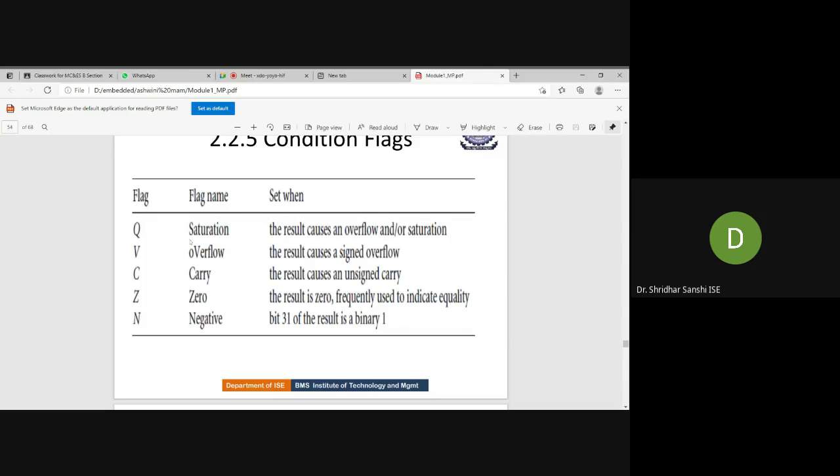So what flags are we using? One is the Q bit, which is used for the DSP instruction. It indicates saturation. What do we mean by saturation? The result causes an overflow and/or saturation. What do we mean by overflow or saturation? Say we are using a 32-bit register, correct? What is the maximum value we can put in the register? It is 32-bit, correct? What is the maximum value we can represent in the 32-bit register?